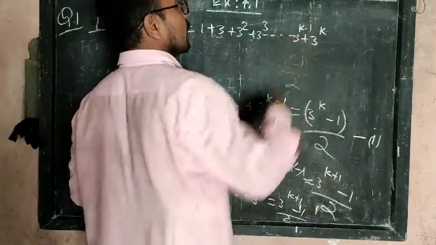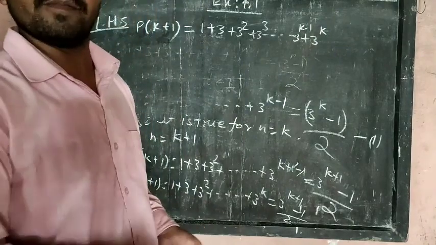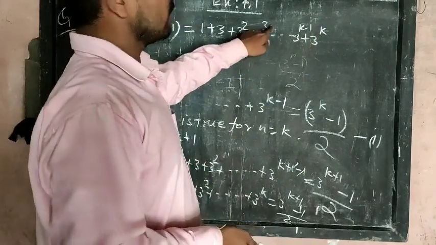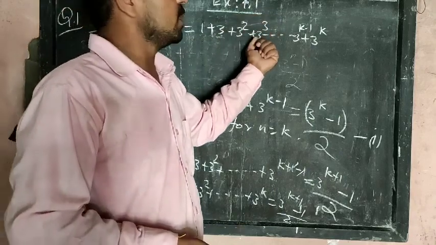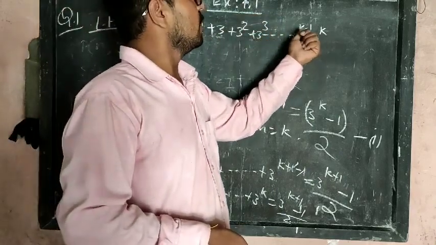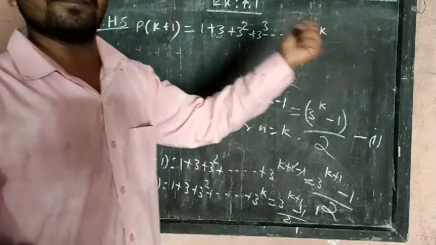Same thing, students, you are thinking, no? 3 to the power k minus 1. As we are getting 3 to the power 3, so 3 to the power 3 minus 1 is the preceding term. In the same way, for 3 to the power k, 3 to the power k minus 1 is the preceding term.